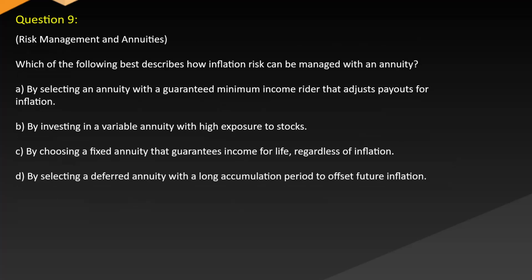Question 9. Risk management and annuities. Which of the following best describes how inflation risk can be managed with an annuity? A. By selecting an annuity with a guaranteed minimum income rider that adjusts payouts for inflation. B. By investing in a variable annuity with high exposure to stocks. C. By choosing a fixed annuity that guarantees income for life, regardless of inflation. D. By selecting a deferred annuity with a long accumulation period to offset future inflation.